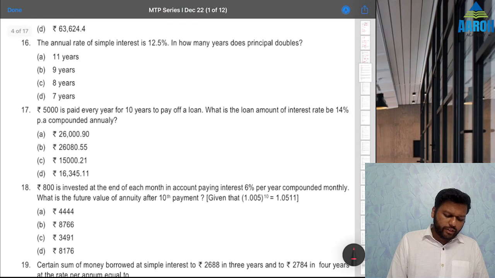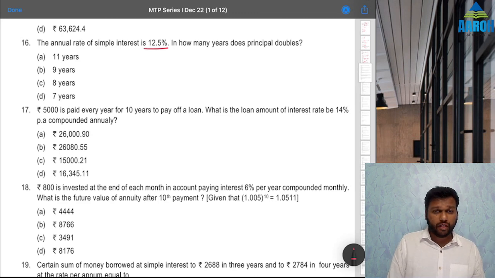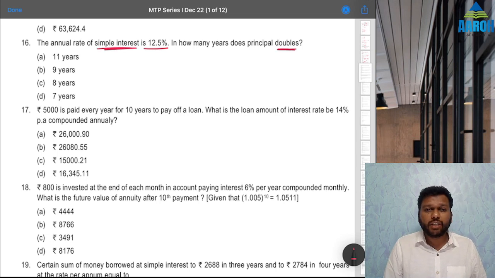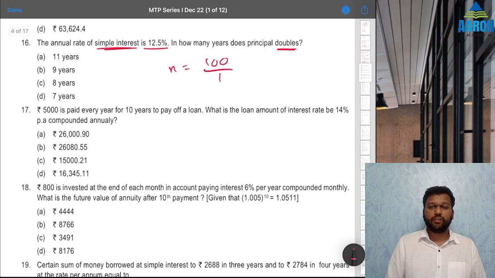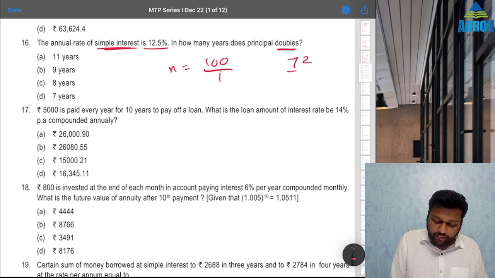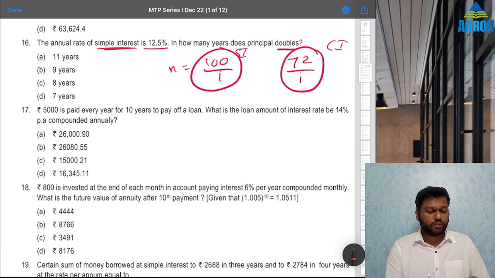16th, annual rate of simple interest is 12.5%. In how many years does principal double? I have already told you in other videos, so you should know this trick. For simple interest, if it is doubling, then the period or the n is going to be 100 upon interest rate. For compound interest, it is going to be approximately 72 upon interest rate. For compound interest, this is for simple interest. So 100 by 12.5 is 8 years, option C.